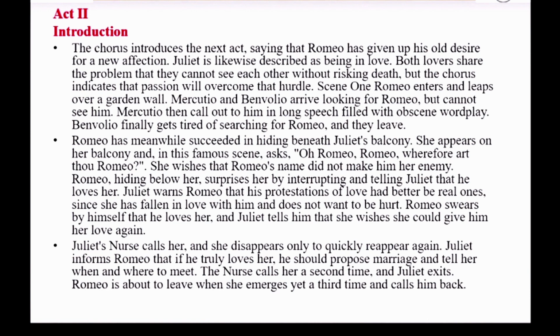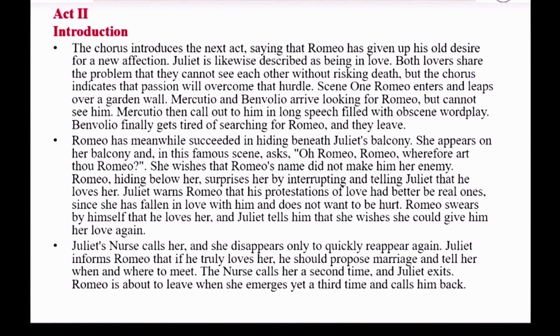So now we'll see Act 2. The chorus introduces the next act, saying that Romeo has given up his old desire for a new affection. Juliet is likewise described as being in love. Both lovers share the problem that they cannot see each other without risking death, but the chorus indicates that passion will overcome that hurdle.